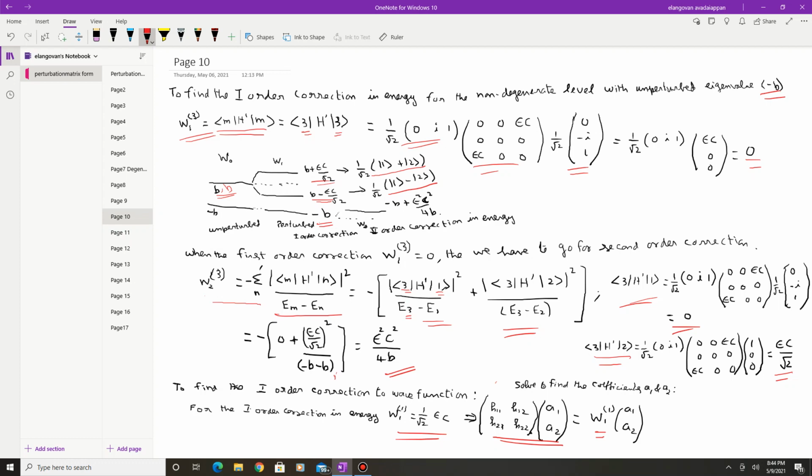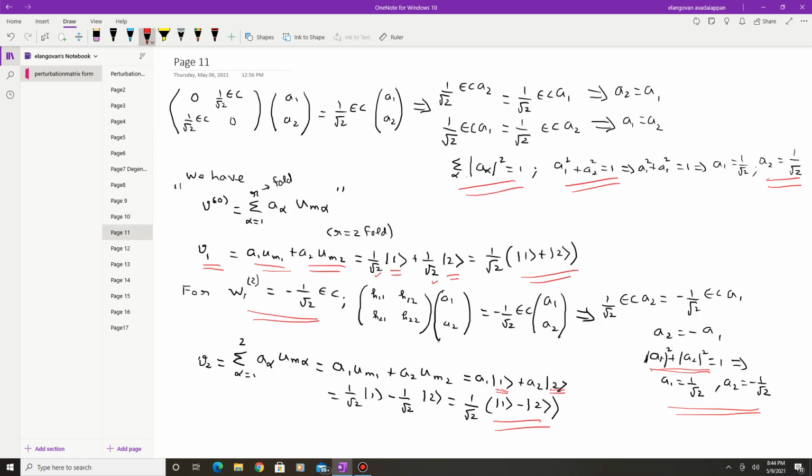So for a degenerate case, you can calculate the first order correction energy. For the second order correction, we have already calculated this. This first order correction is 0. Then you have to go for the second order. We have calculated the correction energy for the second order, and the correction wave function is also determined for the non-degenerate problems.